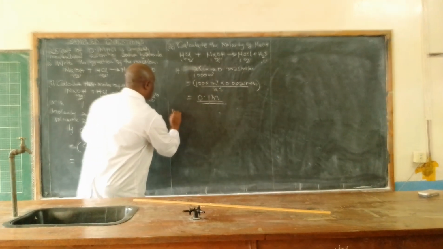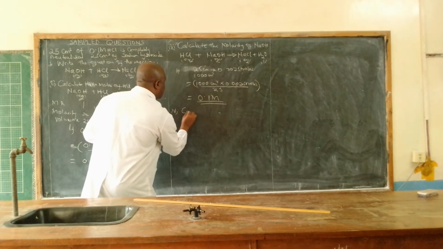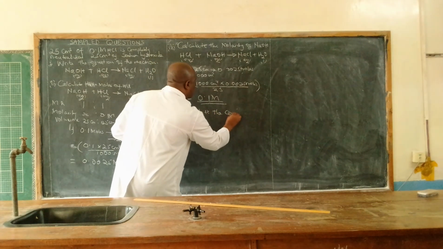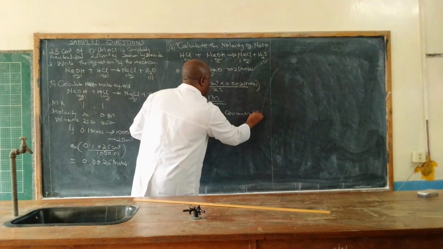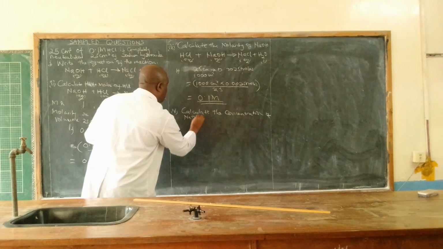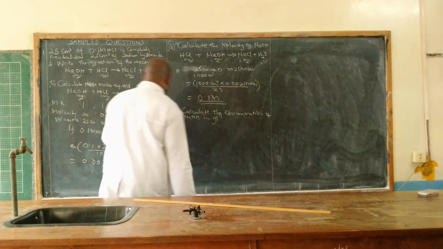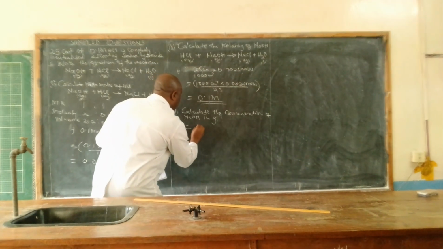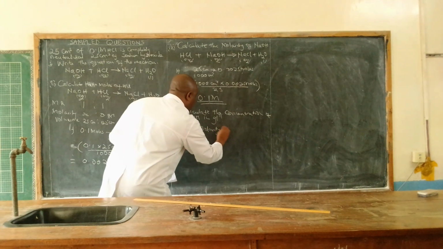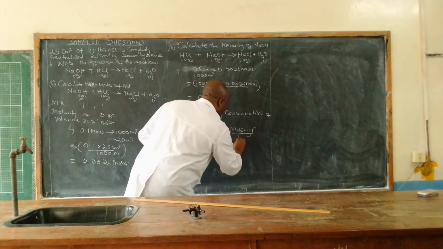Roman 4. We have been told to calculate the concentration of sodium hydroxide in grams per liter. In this case, we are just going to ask ourselves, molarity is equal to mass in grams per liter divided by the RFM.